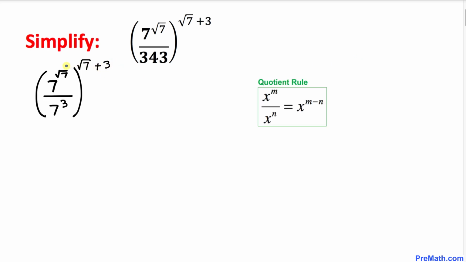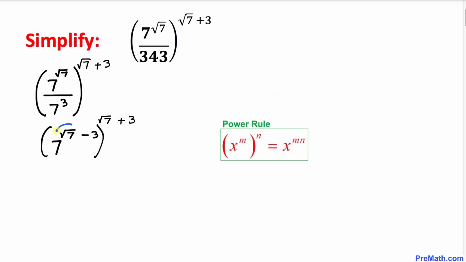And now let's focus on this fraction inside this bracket, and we are going to use this quotient rule. So we can write out this problem as 7 power square root of 7 minus 3, because when we move this exponent on the top, we have to subtract it, and then power square root of 7 plus 3. And now we can see these nested exponents, so we are going to use this power rule.